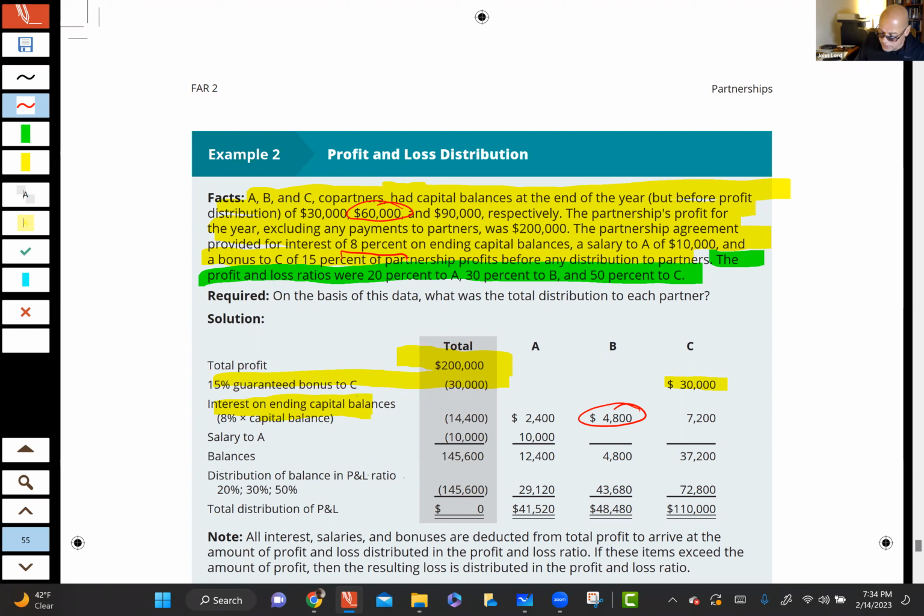And then we have to pay the salary to A. The salary to A is 10,000. That, of course, goes to A. And so now we're left with this 145,600, and we distribute that based on the profit sharing ratio. I'm not going to do all three of them. 145,600 times 0.5, half of that goes to partner C. That's that 72.8. We do the same for the other two. They probably wouldn't ask you all three. They'll probably ask how much goes to one of the partners.